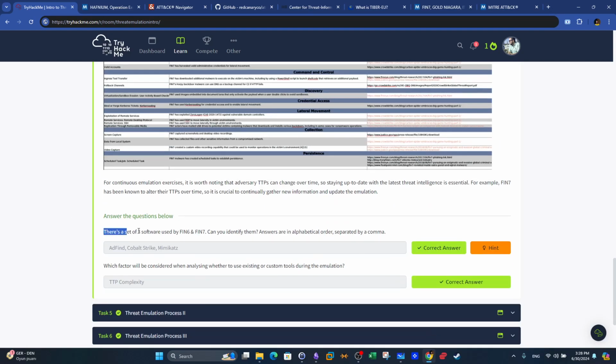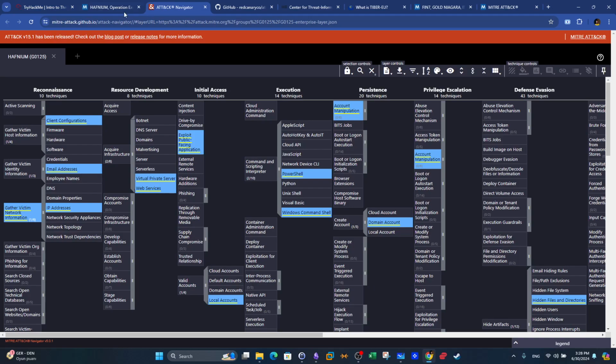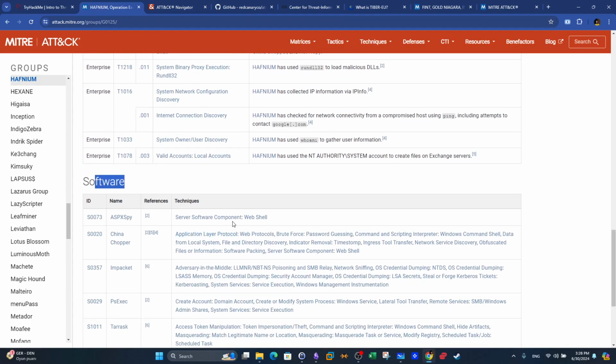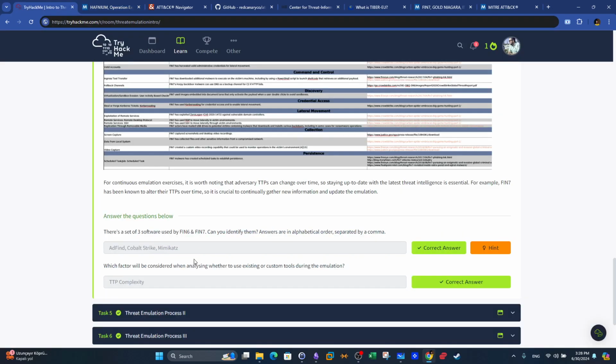There is a set of three software used by FIN6 and FIN7. Can you identify them? Answers are in alphabetical order. What you're going to do is open the profiles of FIN6 and FIN7 in MITRE ATT&CK, scroll down to software, and find the common tools used across these two profiles. You're going to find that this is the answer.